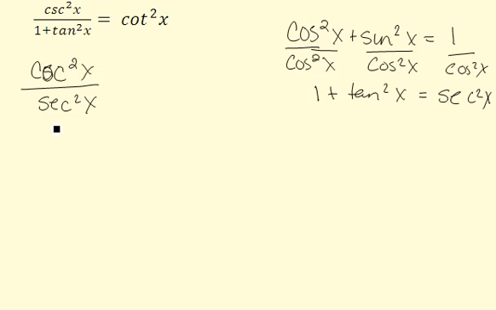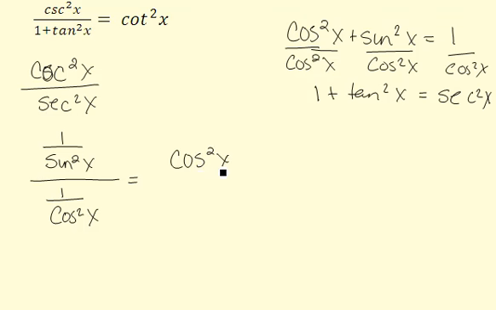Our next step is to write cosecant squared of x as 1 over sine squared of x, all divided by secant squared of x, which is 1 over cosine squared of x. If I multiply by the reciprocal of the denominator, or invert and multiply, I will get cosine squared of x over sine squared of x, which is indeed equal to the cotangent squared of x.